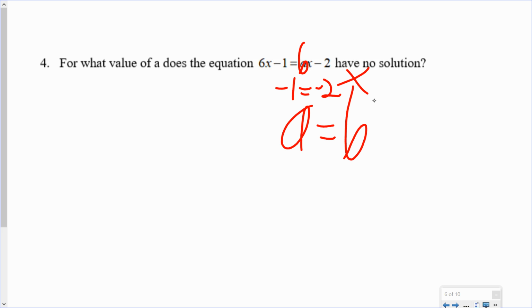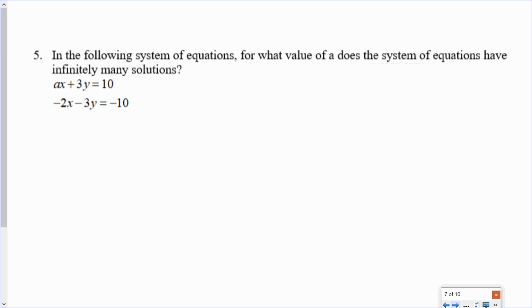So again, for no solution or infinite solutions, you need the same coefficient in front of the variable. It'll be no solution if the constants don't match. It will be infinite solutions if they do match.